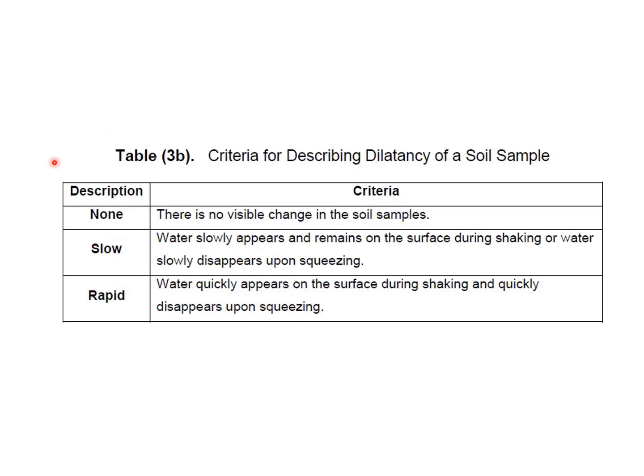This is Table 3B, criteria for describing dilatancy of a soil sample: none, slow, rapid. So what is the meaning of none? There is no visible change in the soil sample. Slow, water slowly appears and remains on the surface during shaking, or water slowly disappears upon squeezing. Rapid, water quickly appears on the surface during shaking and quickly disappears upon squeezing.